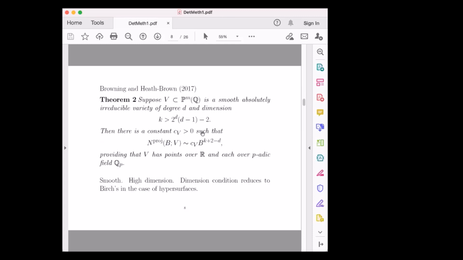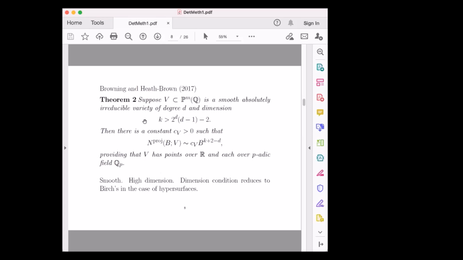So that's good news. In fact, there's an extension of this to general varieties in projective space. So if V is smooth, absolutely irreducible, of degree d, with a similar constraint on the dimension, then again the projective count of points on V will be a constant times b to the k plus 2 minus d, providing V has points over R and each p-adic field.